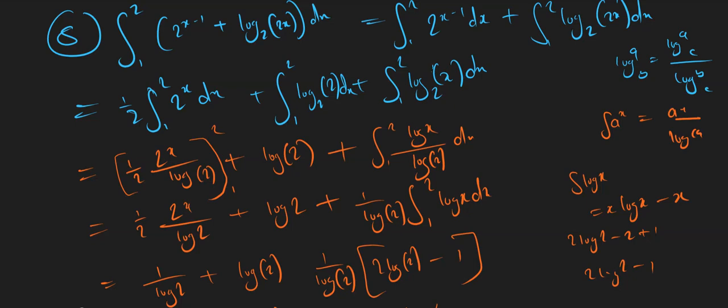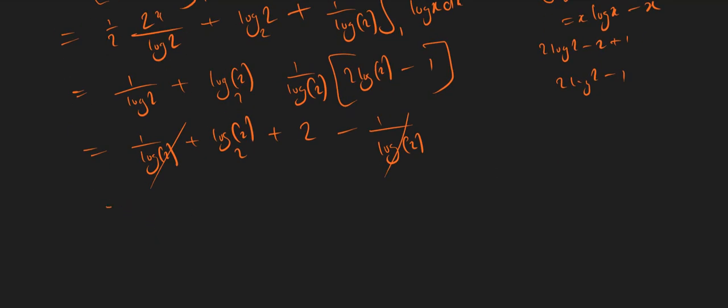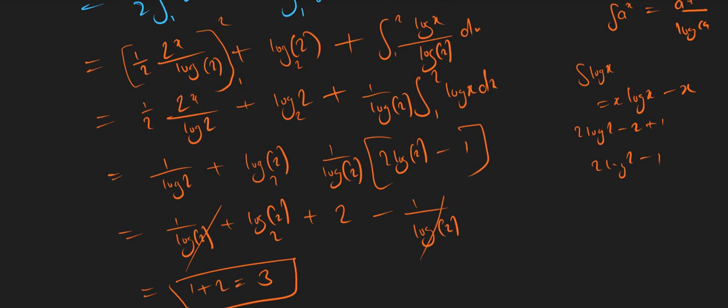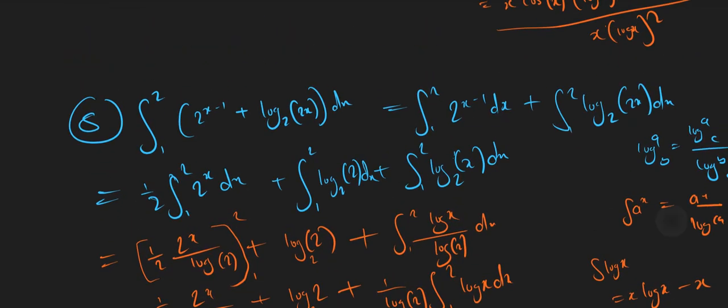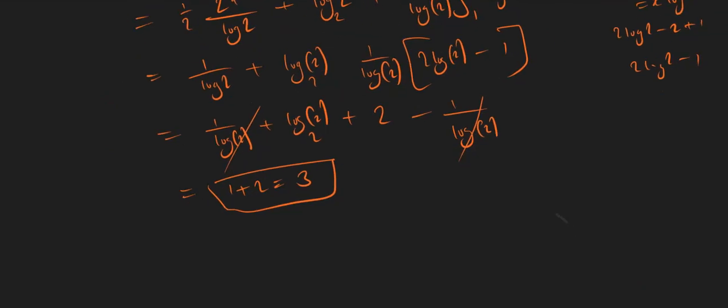Okay, I think my mistake here is the part where I did log 2 to base 2. Log 2 to base 2 is basically 1, since this is going to be in base 2, and this is going to be in base 2. So this is going to be just equal to 1 plus 2, which is 3. So now we have our final answer to be 3. Okay, now let's move on.